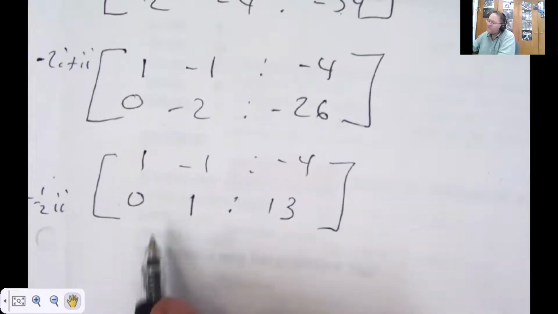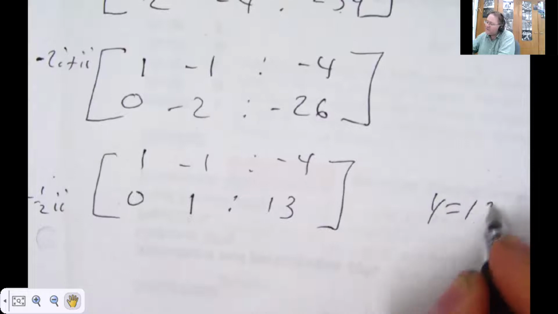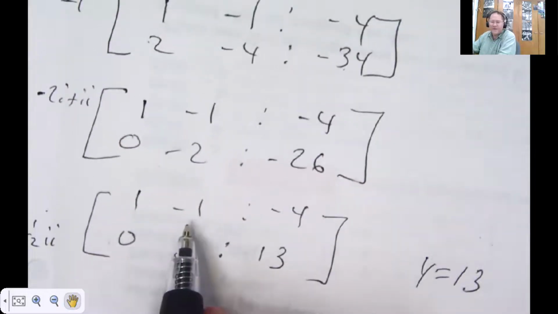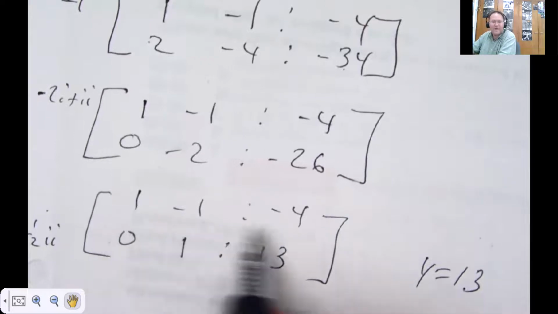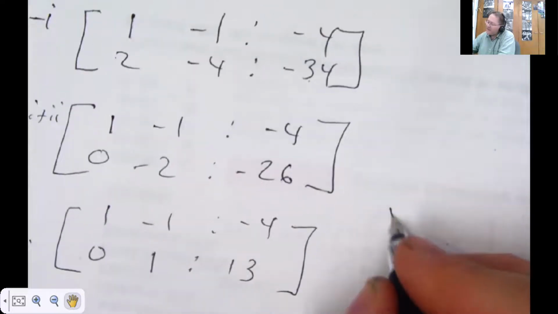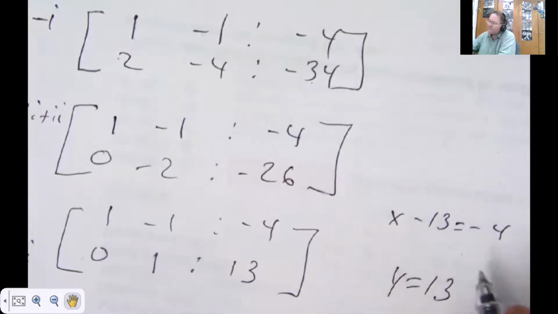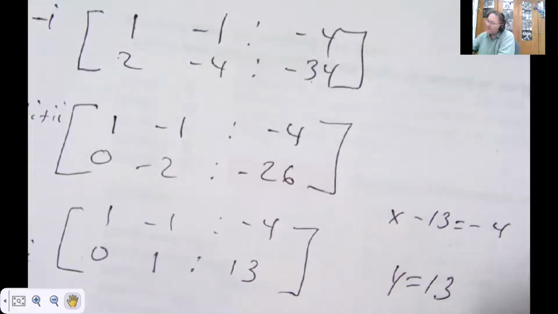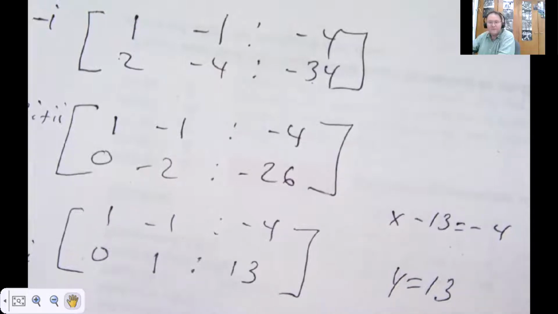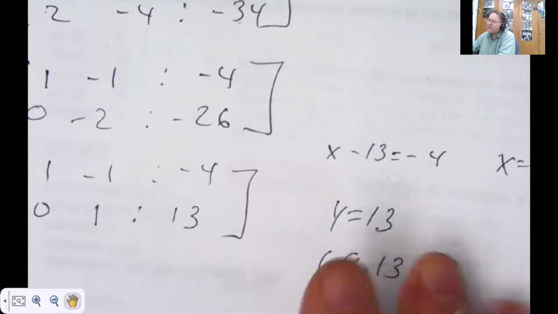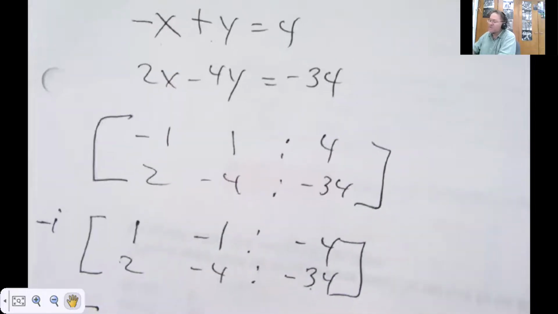Let's do that. So you can see y equals 13. And if y equals 13, I substitute that back in. This is x minus y equals negative 4. That's going to be x minus 13 equals negative 4. Add 13 to both sides, and you get x equals 9, right? So x equals 9. So it looks like the ordered pair is 9, 13, but let's put it in here and make sure we get it.